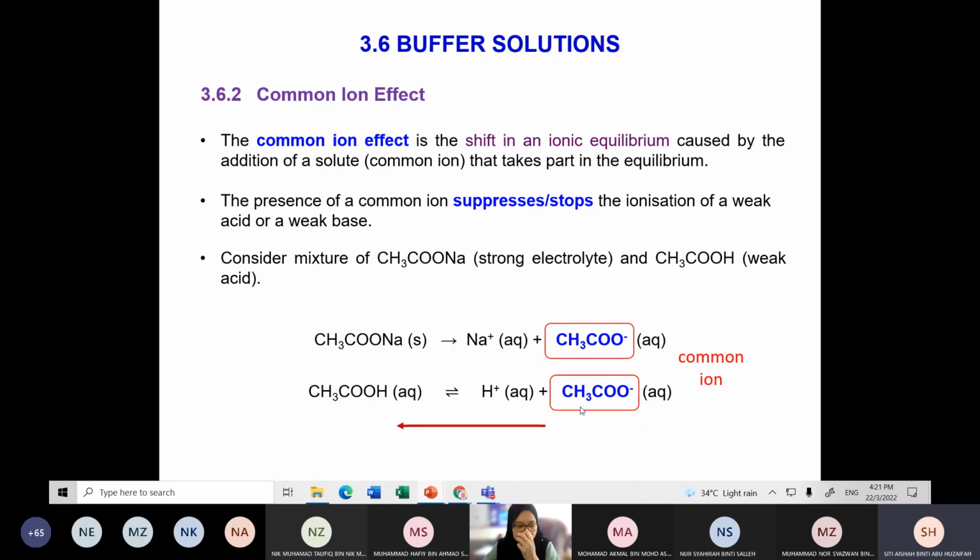If we rely on the weak acid to produce this ion, it is not enough, because the dissociation of acid is very, very low. It partially dissociates. So relying on the acid to produce this ion is not sufficient. That's why we add in this salt, because this salt produces this common ion. See, common ion. The reason it is called common ion is because it's the same.